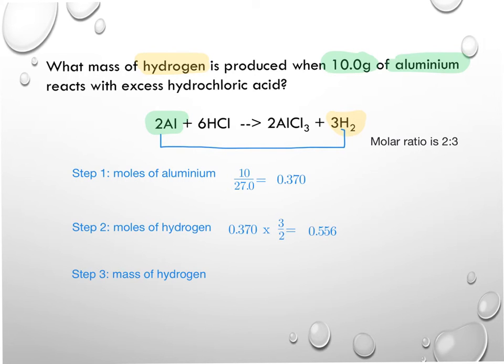Again, in step 3, we rearrange the equation to work out the mass of hydrogen using moles times Mr, which gives us 0.556 times 2, and the answer is 1.11 grams.